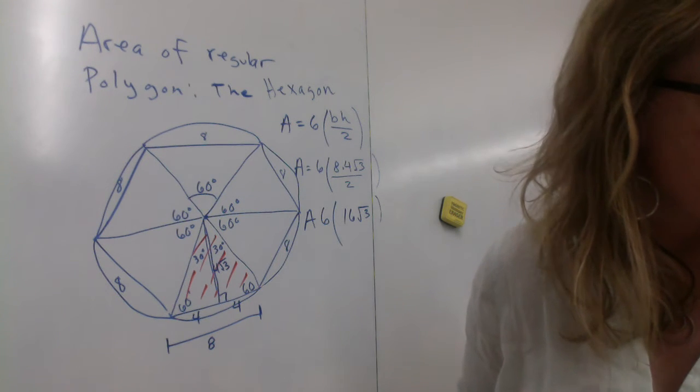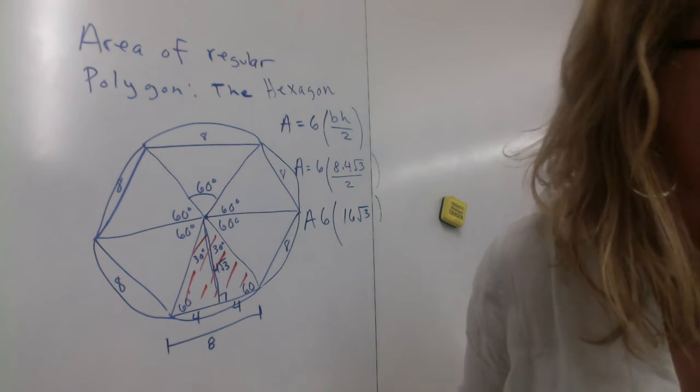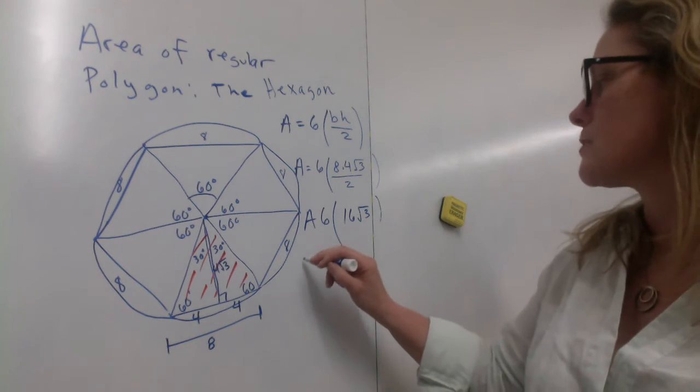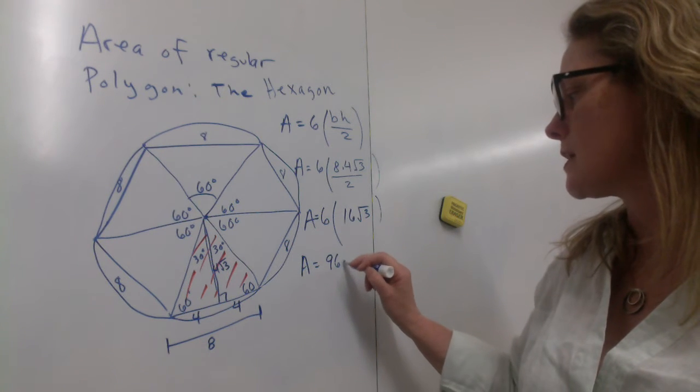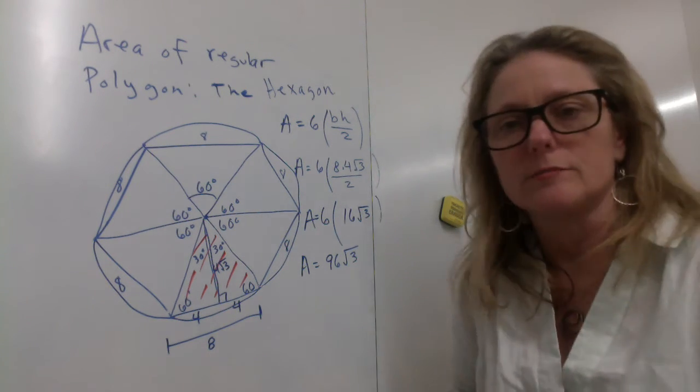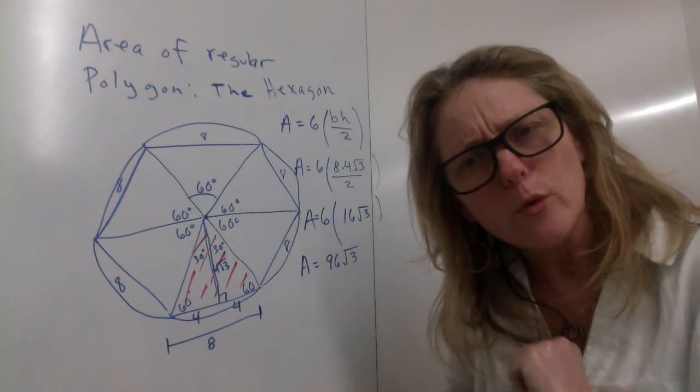Let me just double check. It's getting late in the day. Yes, it is 96. So my area will be 96 times root 3. And I'm done. Okay, let's do one more of those though.